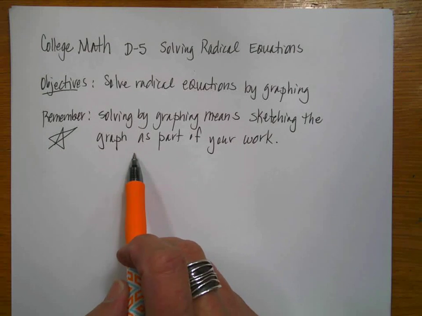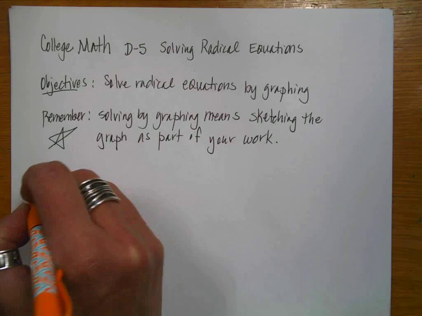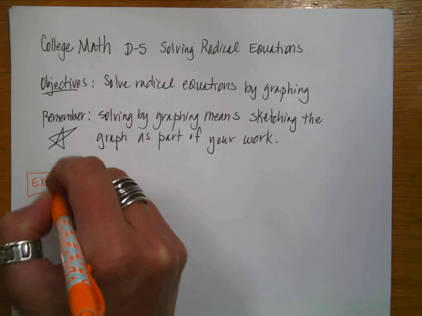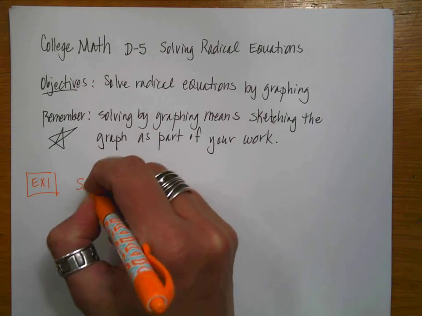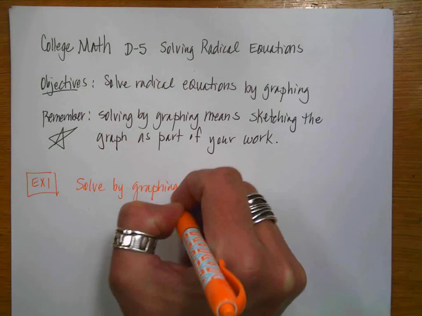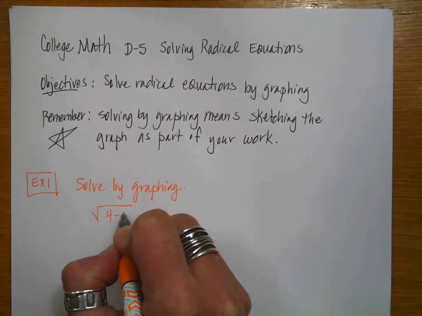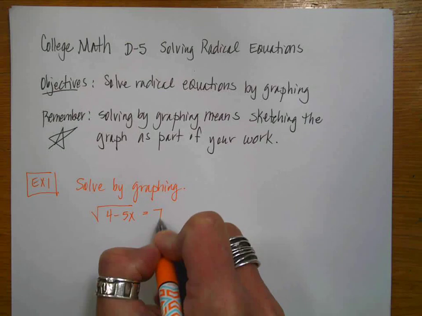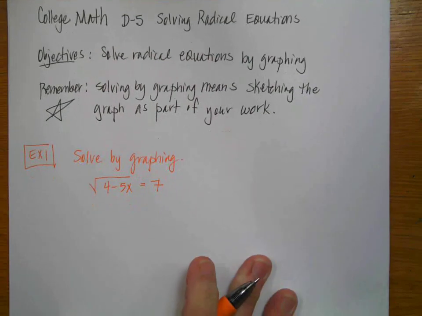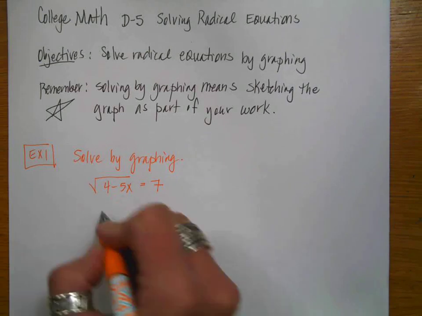So we just have two quick examples today. So it's actually a pretty short video. How cool is that? For our first example, I want to solve by graphing. I'm going to have the equation, the square root of 4 minus 5x is equal to 7. And we've done lots of situations similar to this before. The only thing that's changed is the type of equation that we're using.